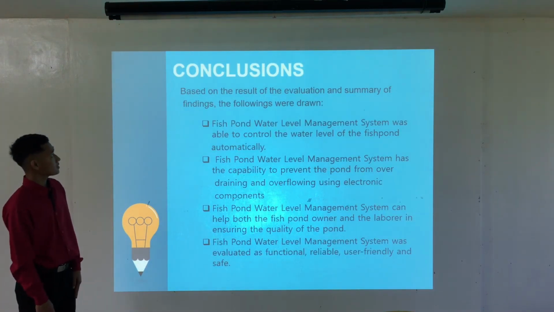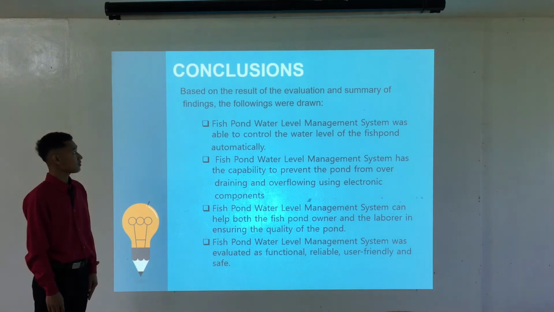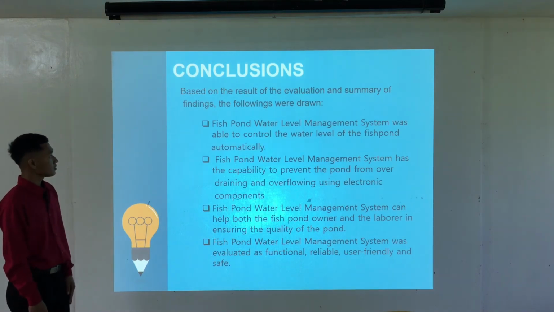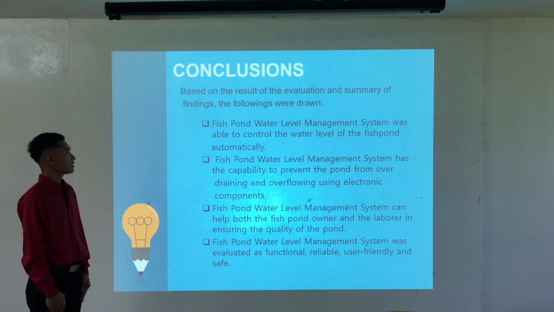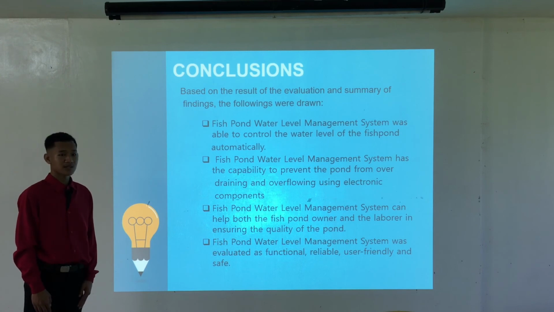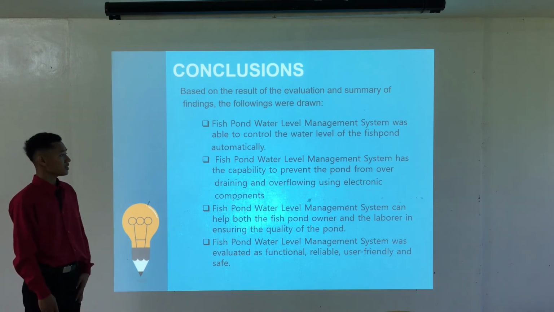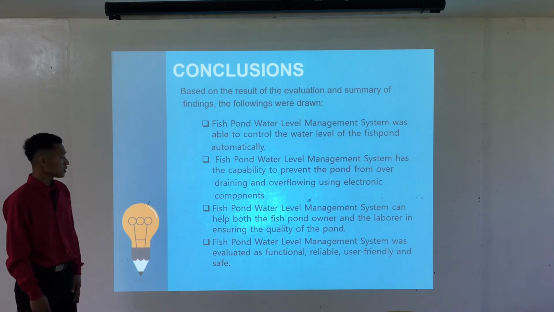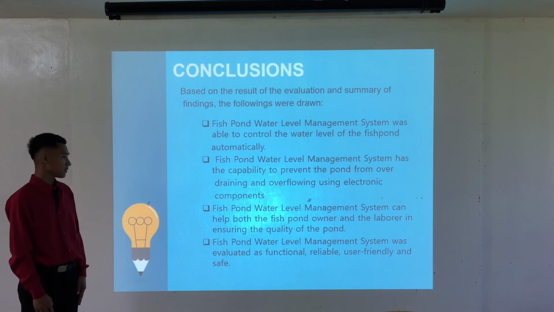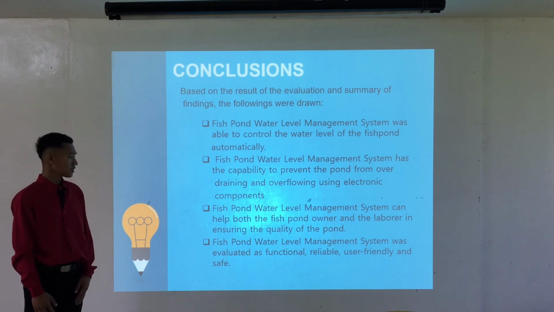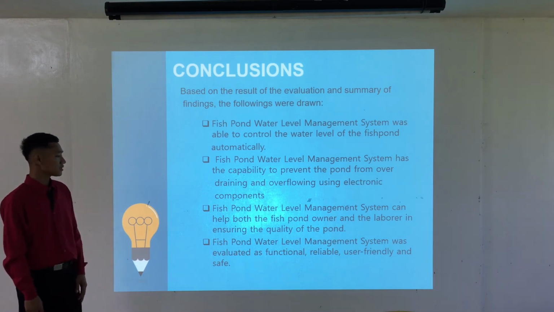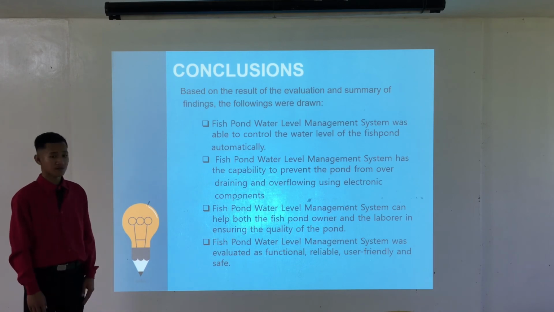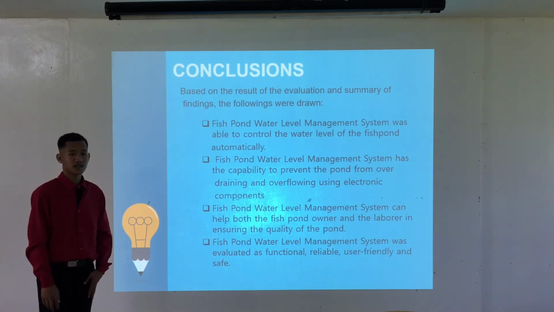The conclusion of our project. Based on the result of the evaluation and summary of findings, the following were drawn. The fish pond water level management system was able to control the water level of the fish pond automatically. Then the system has the capability to prevent the pond from overdraining and overflowing using electronic components. The system can help both the fish pond owner and the laborer in ensuring the quality of the pond. The fish pond water level management system was evaluated as functional, reliable, user-friendly, and safe.